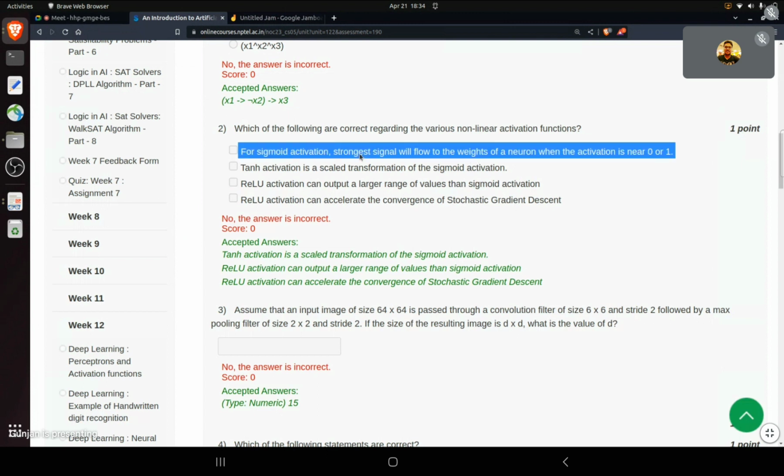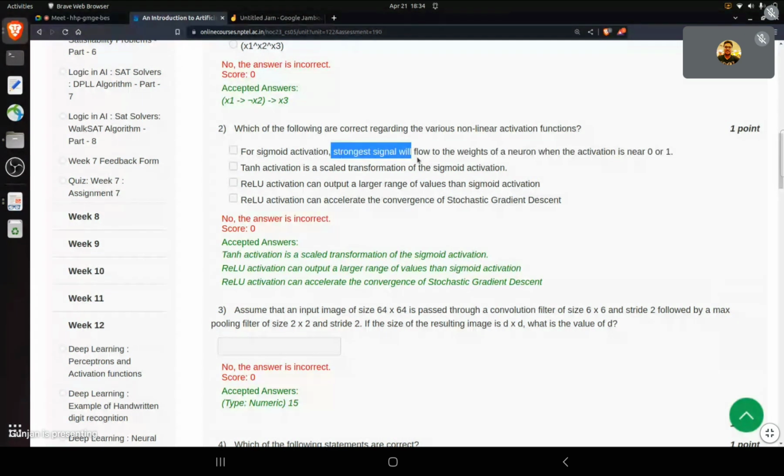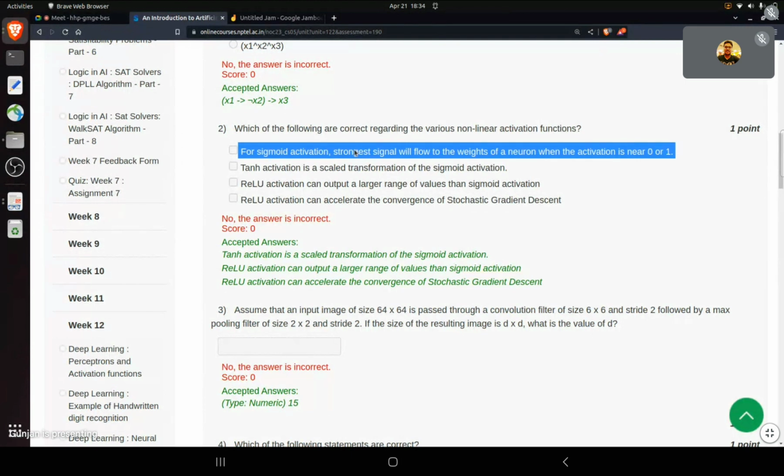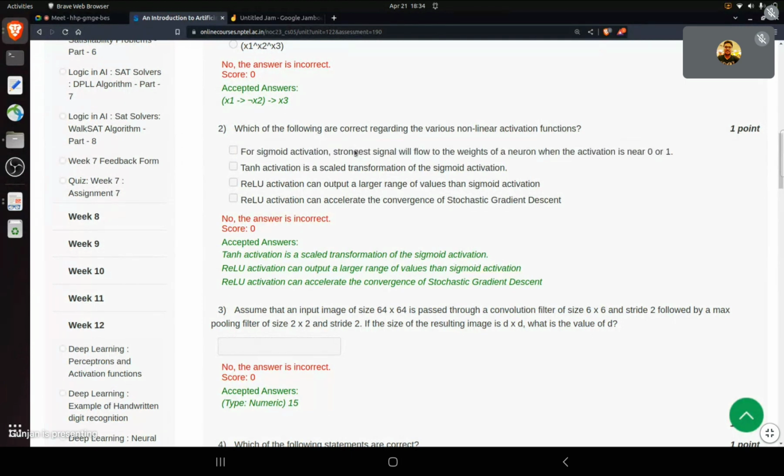What does this statement mean? In back propagation, we differentiate the function, right? So the opposite is true. It should be the weakest signal that flows to the weight of the neuron where activation is near 0 and 1.